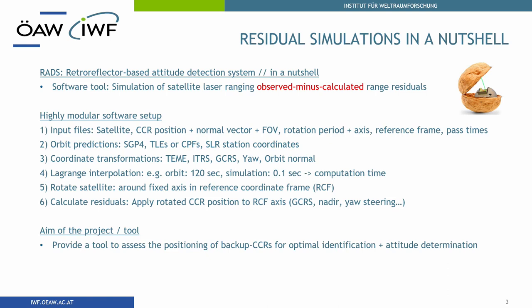What is the aim of the project? Actually, to provide a tool to assess the placement of backup retroreflectors on new satellite missions. So in addition to the POD pyramid which is existing, or just to place retroreflectors on side faces, for example, on these satellite missions, which basically would have no retroreflectors from the start.